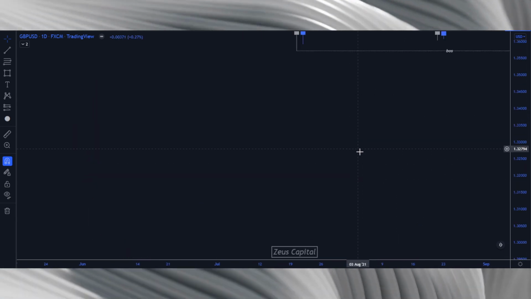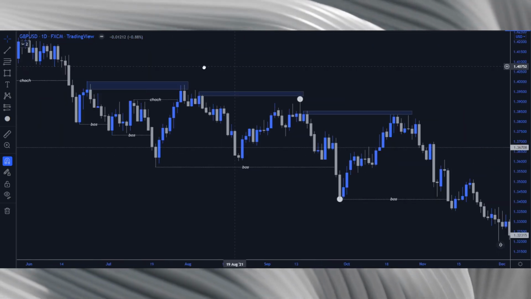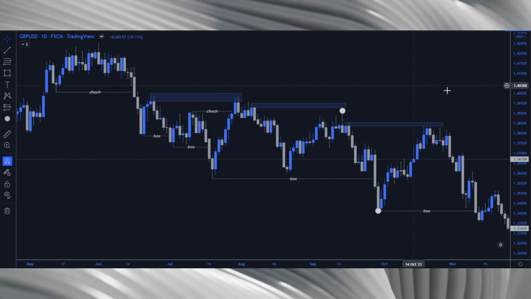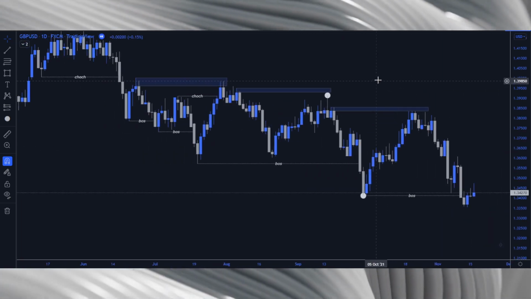And now I just want to show you a quick example on a chart. Right, now I'm just going to stay on the daily time frame. I'll probably go on a 4H as well. So what I'll do is just put that there.